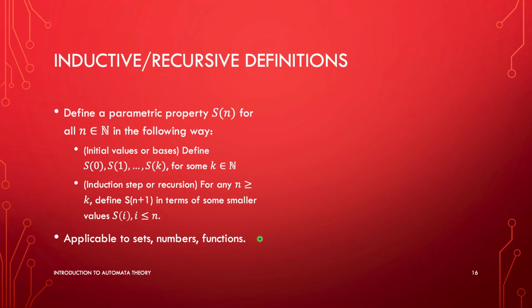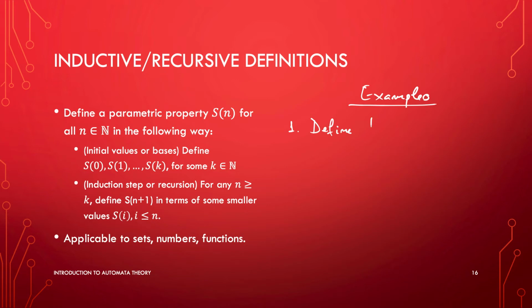And this strategy is applicable to quite a wide array of objects. You can apply this to sets, and you can apply this to numbers, or even to functions. And I want to show you a few small examples of how this could go. So here is one example I want to introduce: the factorial function.